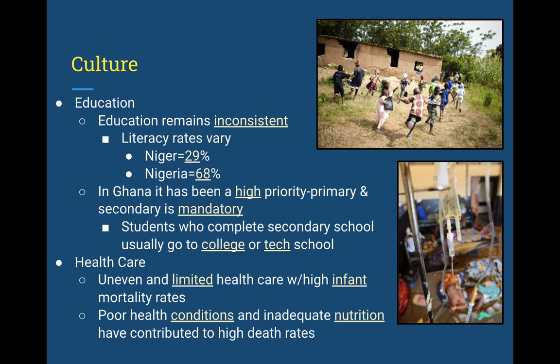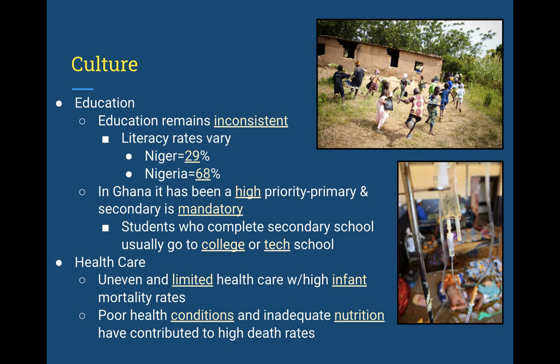Education. So education remains very inconsistent. So literacy rates vary. In Niger, it's the lowest at 29%, and then Nigeria is the highest at 68%. So very, very low in regards to literacy rates. In Ghana, it has been a high priority. Education has primary and secondary school mandatory, but students who complete secondary school do usually go to college or some kind of tech school, which is pretty neat. But getting them to that point is very, very tough.